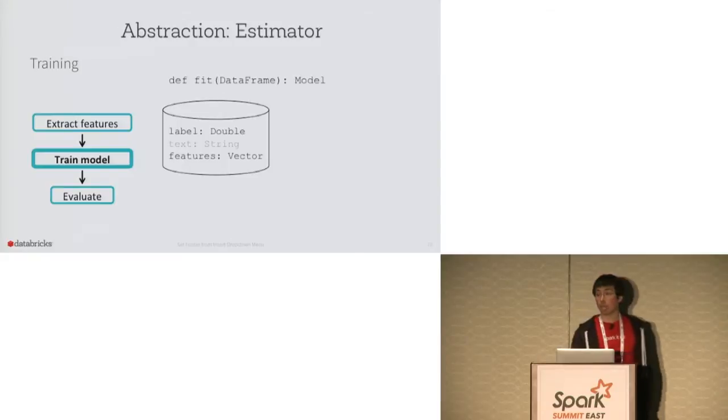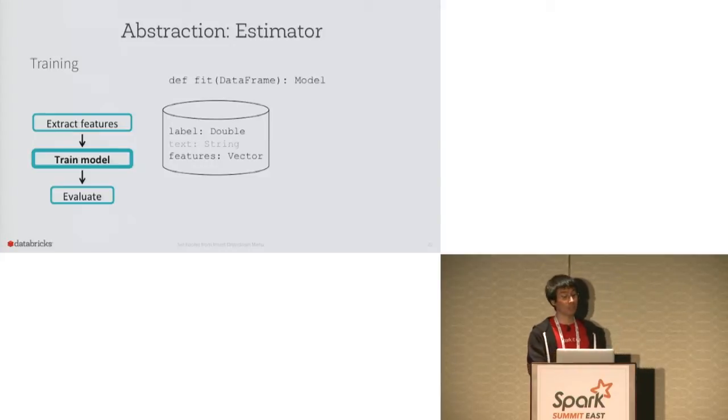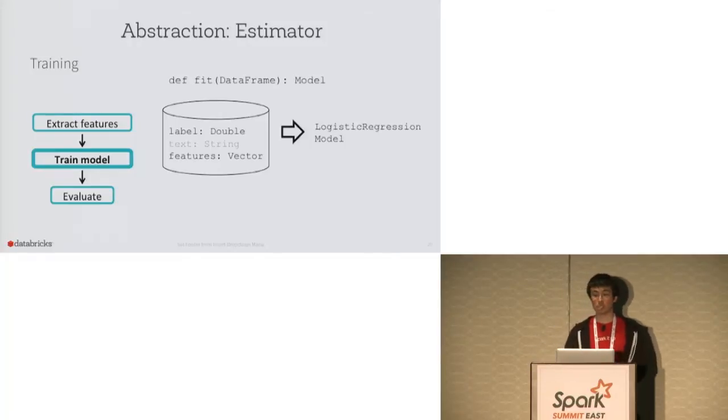The next part of our pipeline is training the model. And for that, we have the abstraction of an estimator, which takes a data frame and returns a model. So for us, you take your labels, you take your features, and you train a model to predict labels from features. And in our case, we'll be using logistic regression.